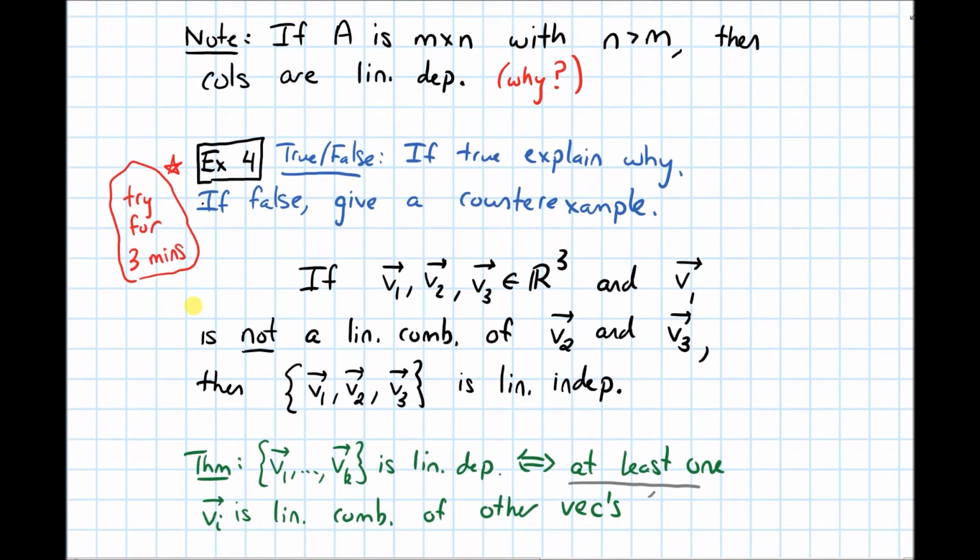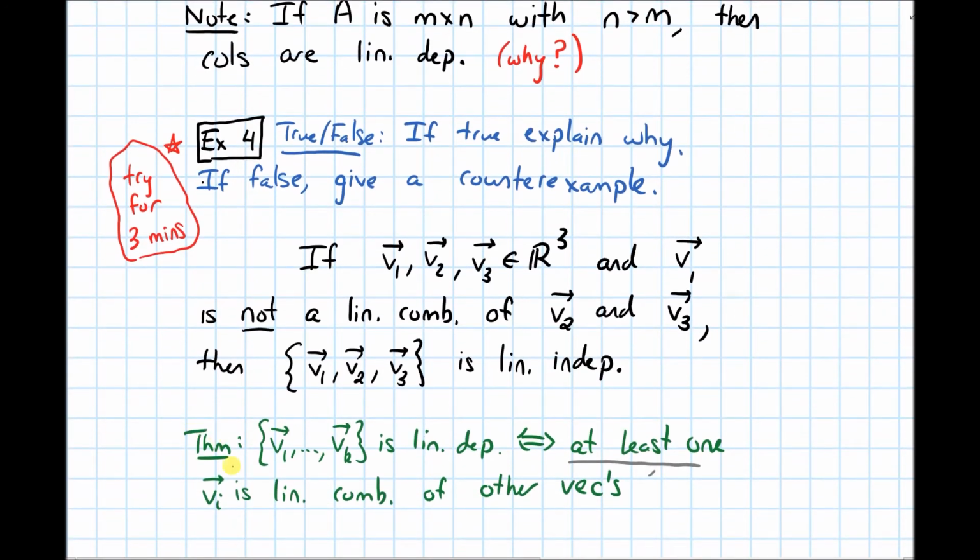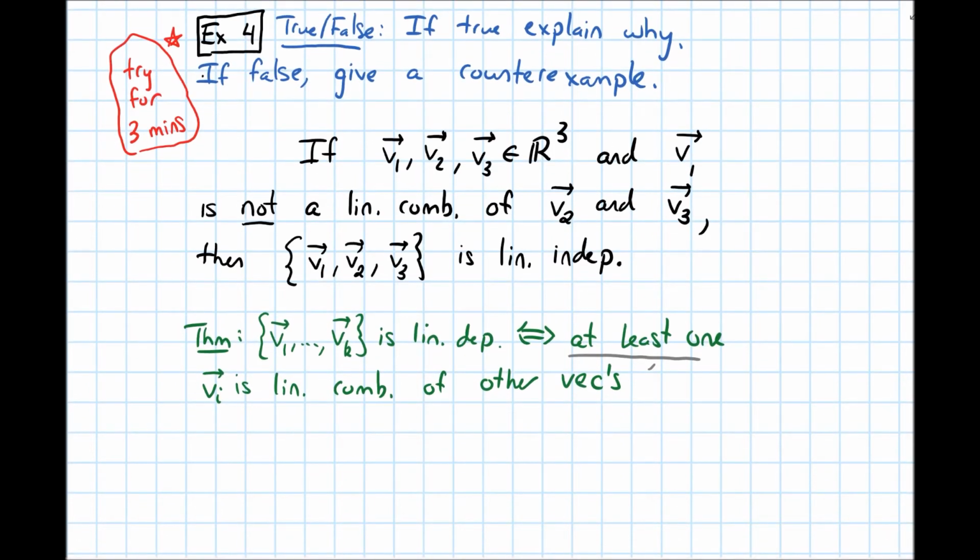Okay, so the key thing that I want to use here is a theorem that we talked about in a previous video, which is, if I have a set of vectors, that set is linearly dependent if and only if at least one of the vectors, I'm just calling it vi, is a linear combination of the other vectors. And we pointed out before that when it says at least one, we don't necessarily know which one.